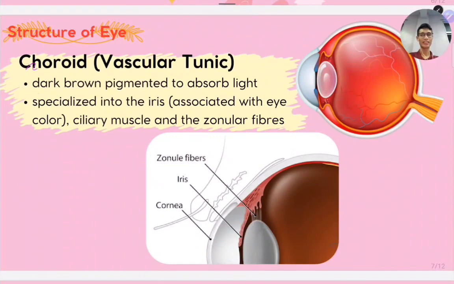Now, on the second layer, we have the choroid. The second layer is here, the brown reddish layer. It is dark brown pigmented to absorb light. It is specialized into the iris, associated with eye color, the ciliary muscle, and the zonular fiber. Where is the zonular fiber? The zonular fiber is this strand that holds the eye's lens, and actually there is one right here.